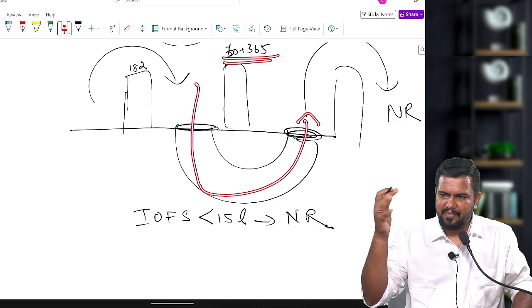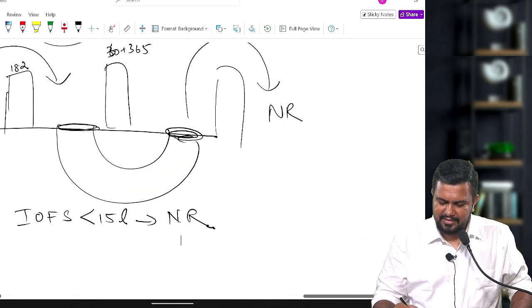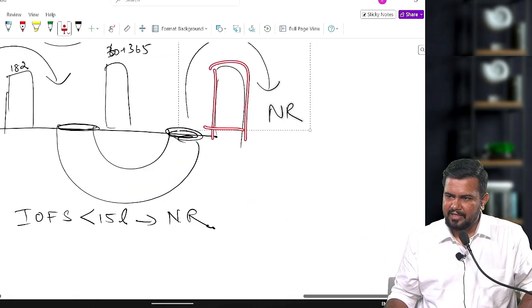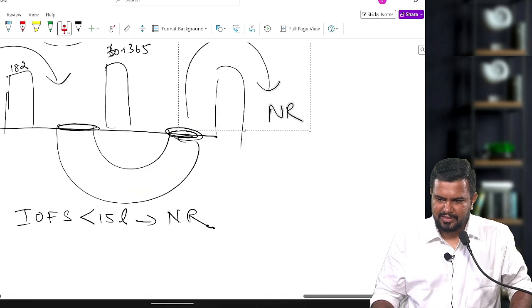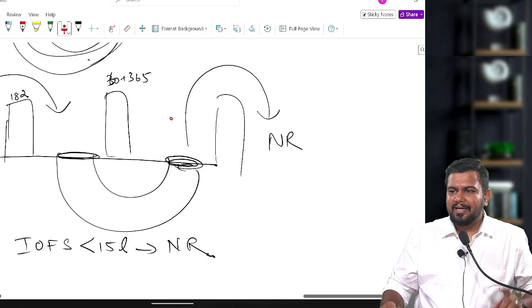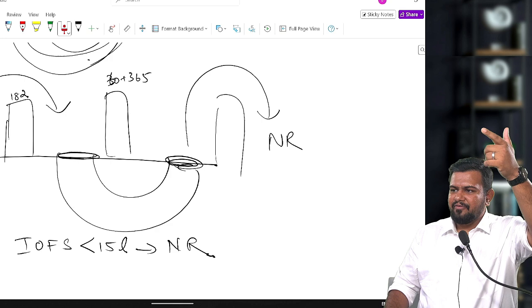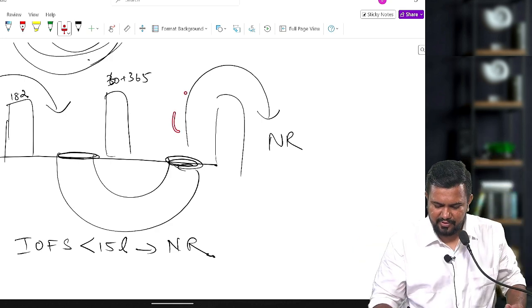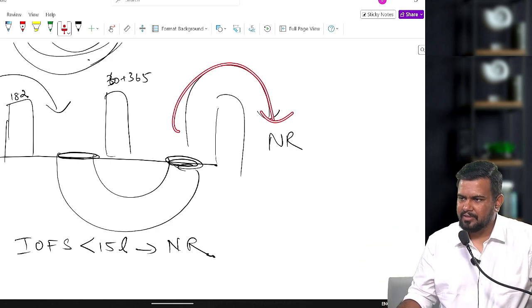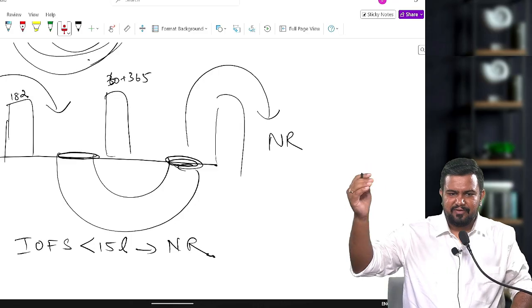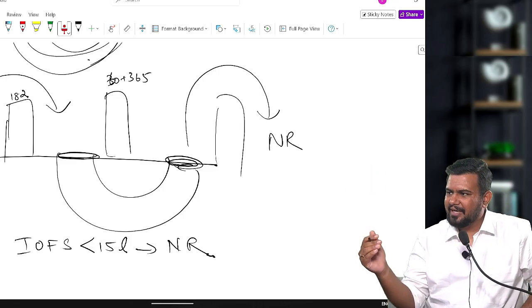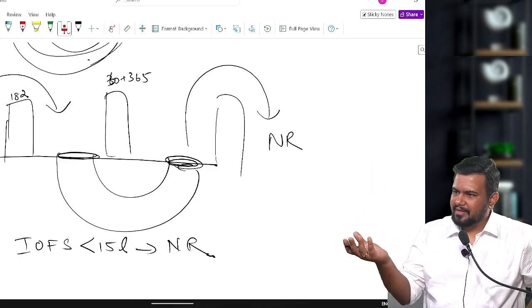The 60 plus 365 need not be seen, and in the next stage they only have to see the deemed resident condition. That also they do not satisfy, because to satisfy the deemed resident condition your income should be more than 15 lakhs. So they become non-resident. So if Srinath's income other than foreign source is within 15 lakhs, he will become non-resident.